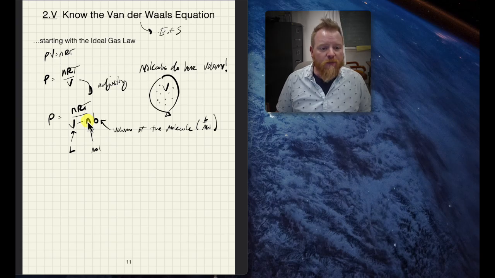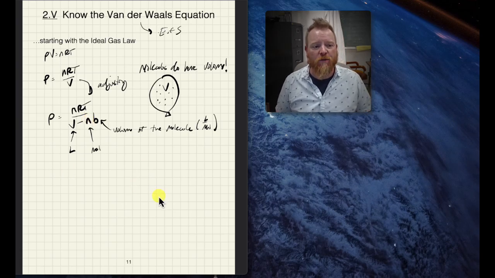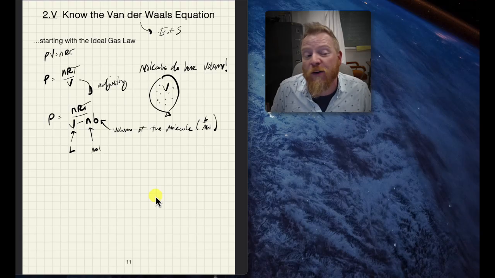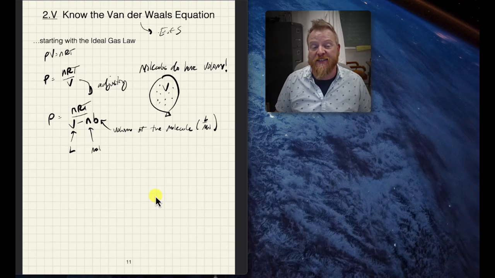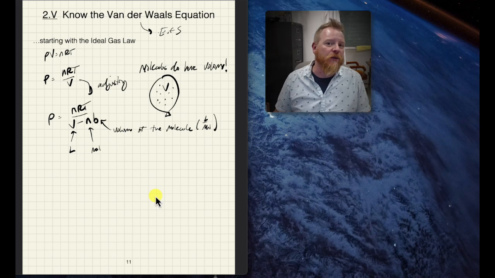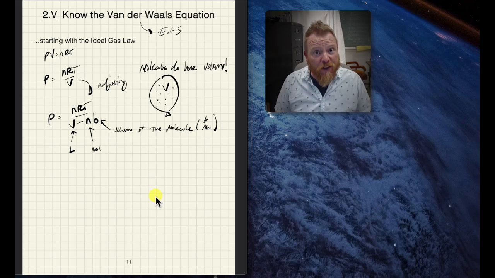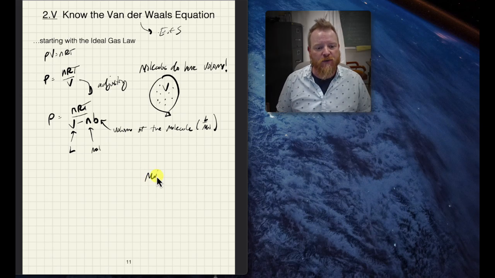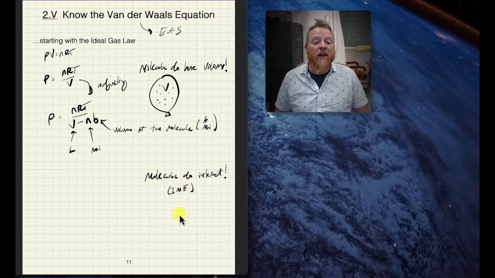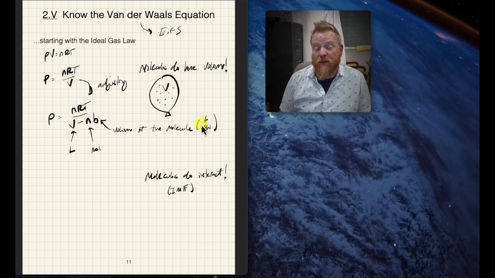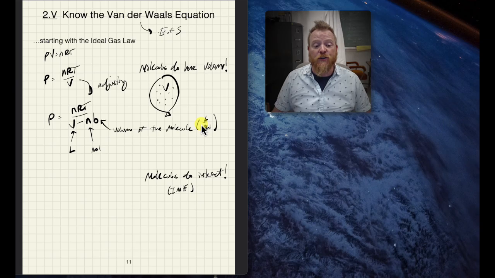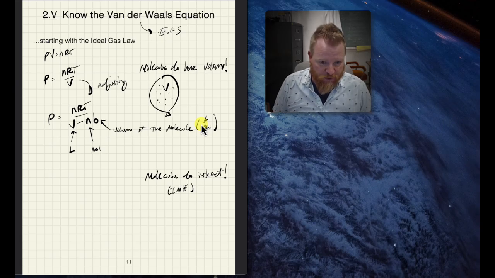Okay. So now recall another one of our postulates is the molecules have no interaction except for brief elastic collisions. Well, as we just talked about with the compression factor, molecules do interact. So let's write that down again. Molecules do interact. And that interaction is based on their intermolecular forces, okay? So it is molecule specific. Just like the volume of the molecules is molecule specific, so too are the intermolecular forces.